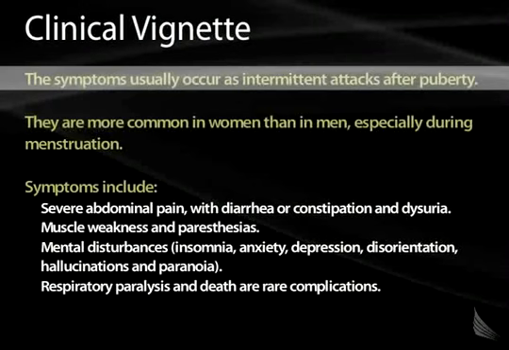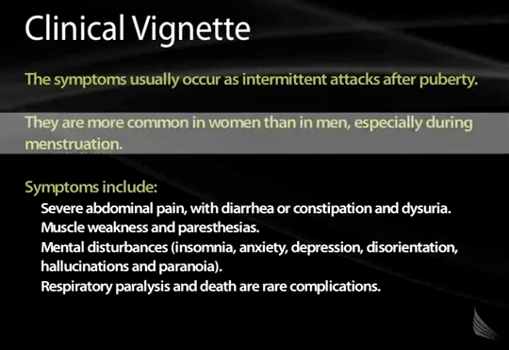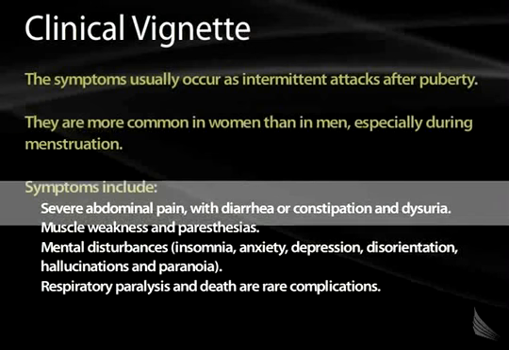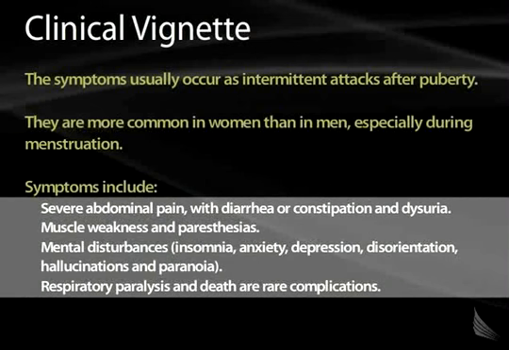The symptoms in this disease usually occur as intermittent attacks after puberty. They're much more common in women than in men, and they especially occur during menstruation, suggesting that there's some hormonal influence to the disease. The symptoms are variable, and not every patient gets every symptom, and not every symptom occurs every time, but they include things like severe abdominal pain with diarrhea or constipation or dysuria. They get muscle weakness and sometimes paresthesias, tingling in the extremities. They may have mental disturbances, which may be as simple as insomnia or as complex as hallucinations and paranoia. They can also have respiratory paralysis that can lead to death. This is a very, very rare complication of the disease, but occurs in some cases.